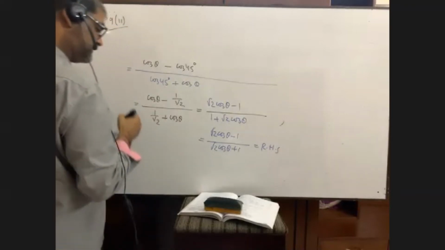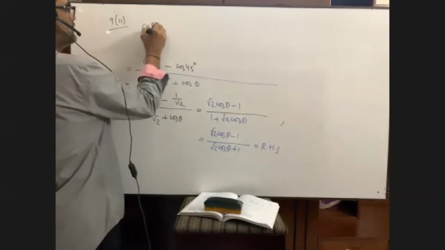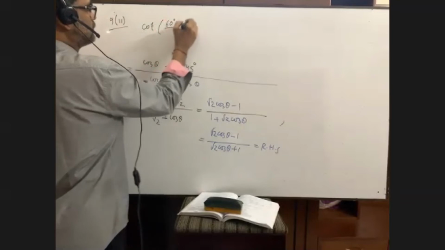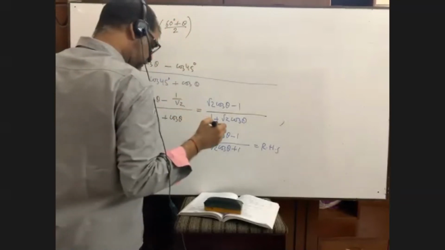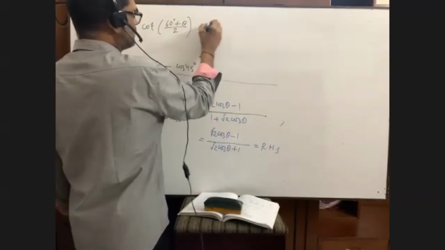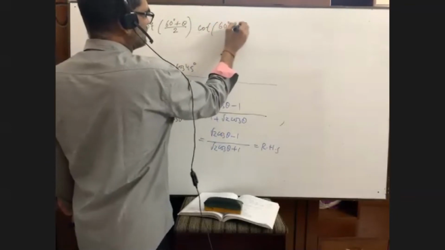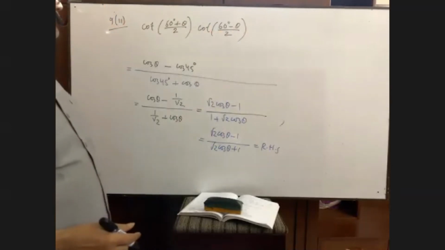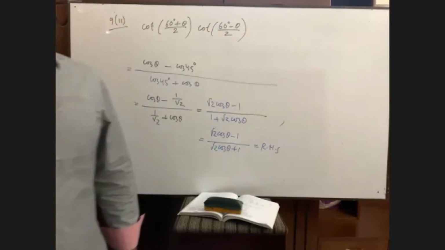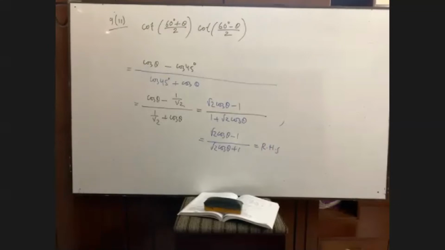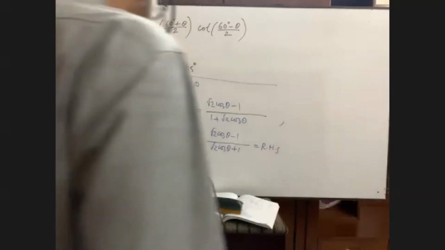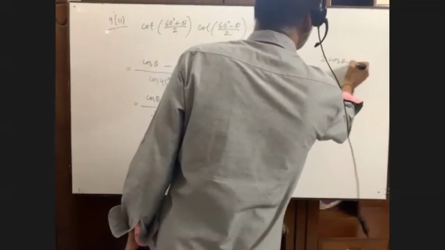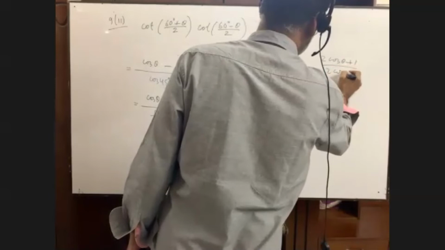Same math. Cot 60 degree plus theta by 2, cot 60 degree minus theta by 2. Now it is your turn to do this math like what I did in question number 1 of 9. Do it. What is the right hand side? Right hand side is 2 cos theta plus 1 by 2 cos theta minus 1.